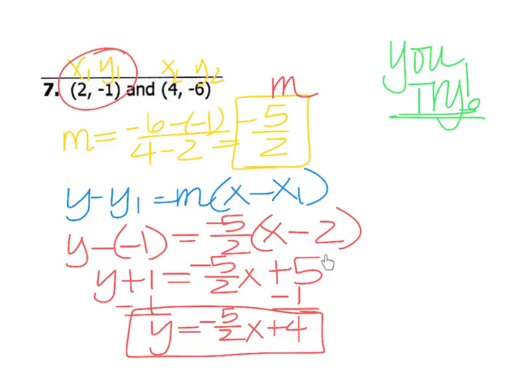We be sure to distribute, simplify, and move the 1 to the other side, and that's how we get our final answer in slope-intercept form. If you have any questions on this, call me over. Otherwise, let's move on to our final set of examples.